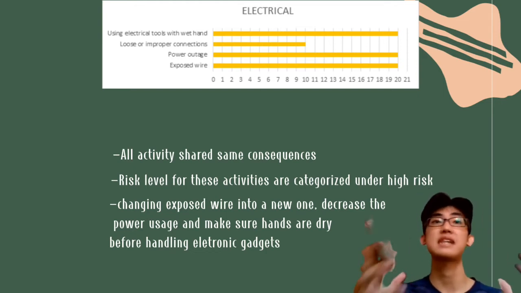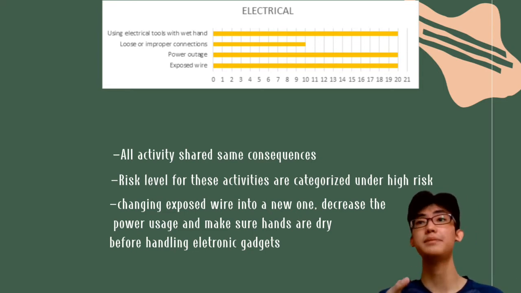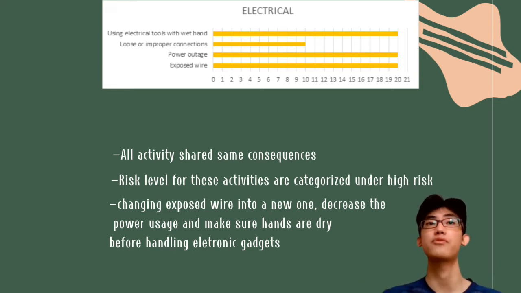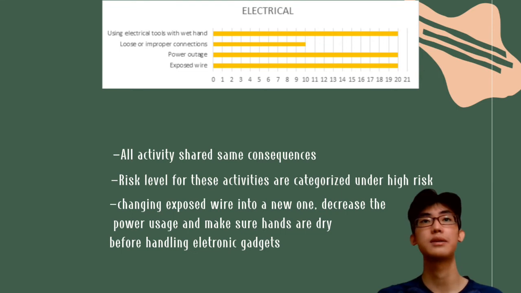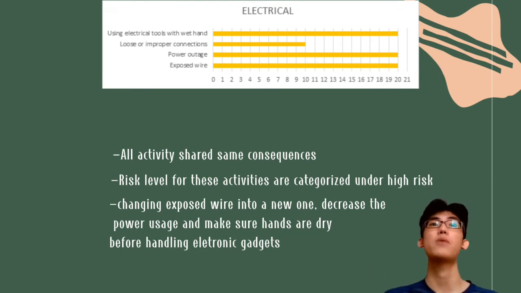However, it is very essential for people to be more responsible and find alternative methods to reduce the risk of electrocution, such as changing the exposed wire into a new one, decreasing the power usage, and making sure to use a dry hand when handling electronic gadgets.